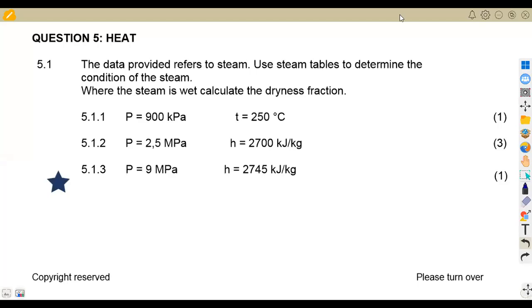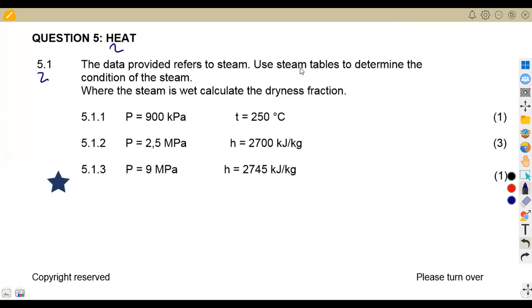Hello guys, welcome back to Maison African Motives, still on Engineering Science N3 November 2022 question paper, now on heat. So you've got question 5, where 5.1 is going to be difficult for us.